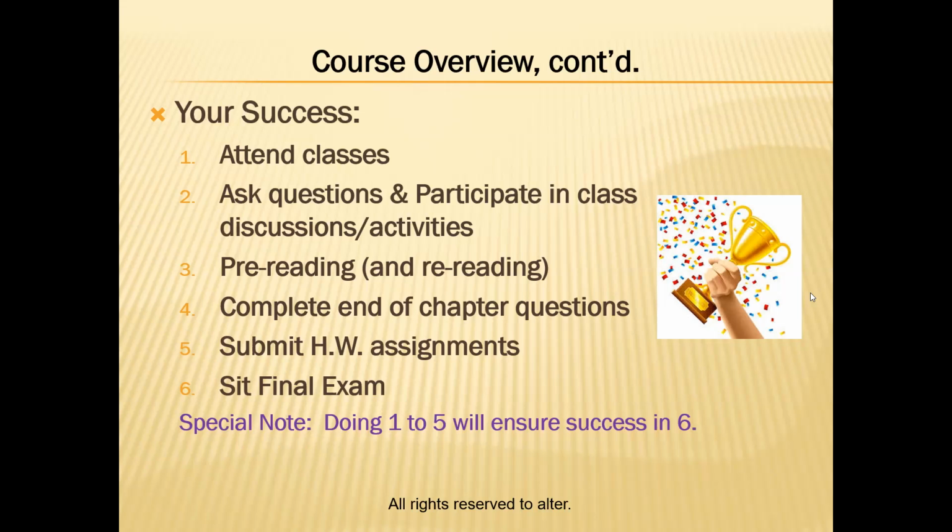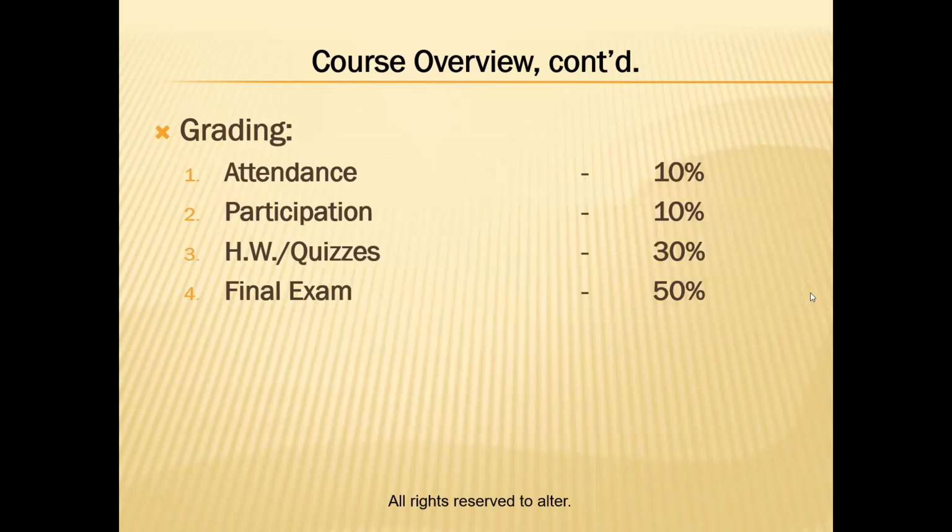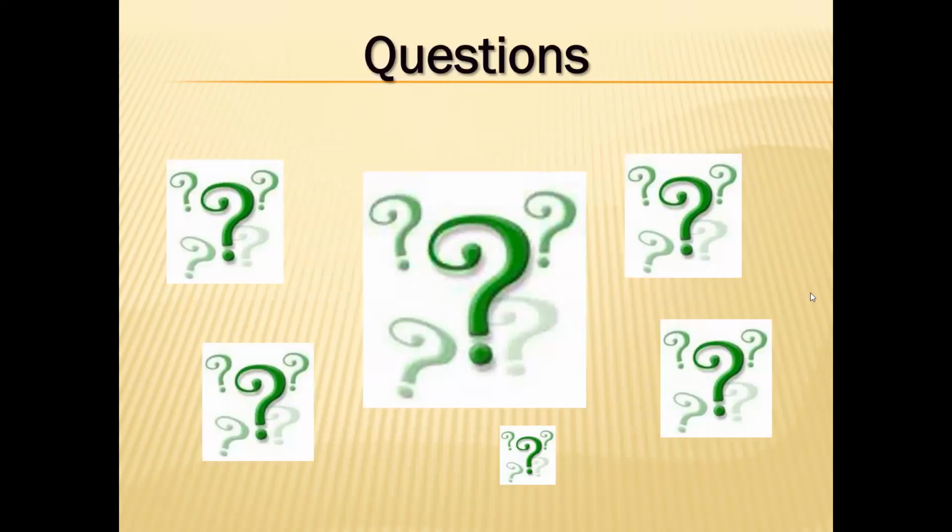Okay, since we were talking about exams, you can see the weighting of the final exam. The final exam is 50%, attendance is 10, participation is 10, and homework and quizzes are 30%. Are there any questions on that?